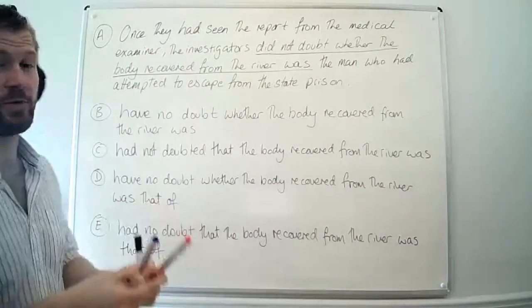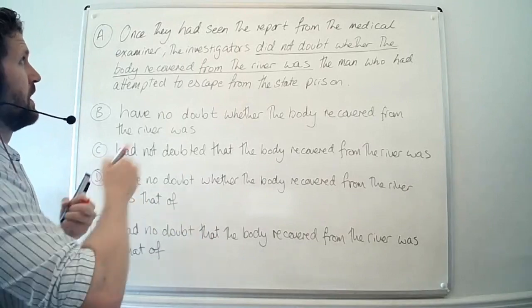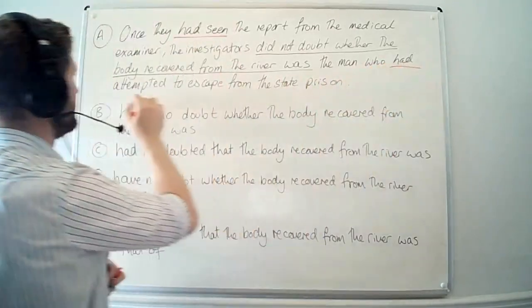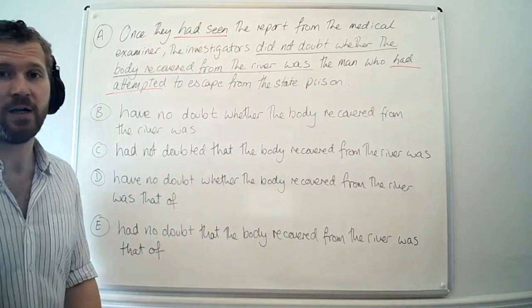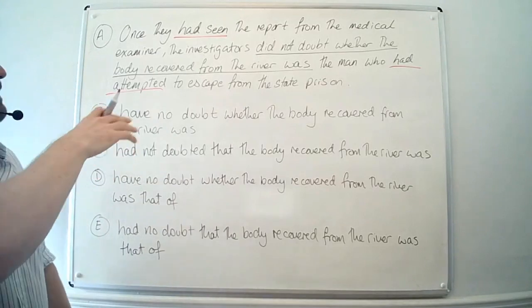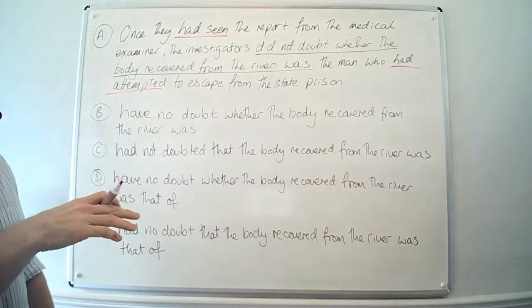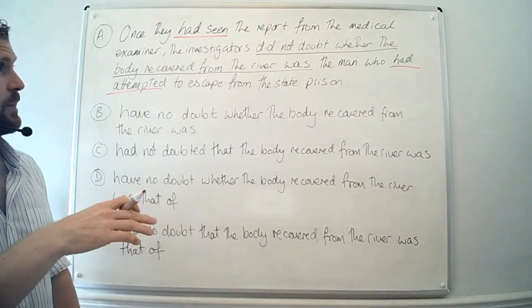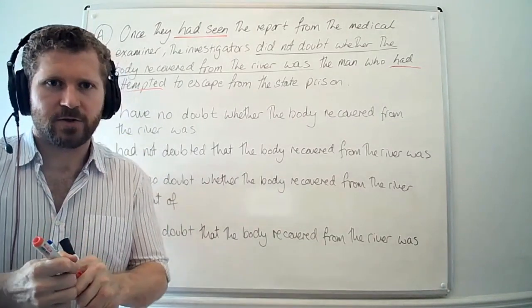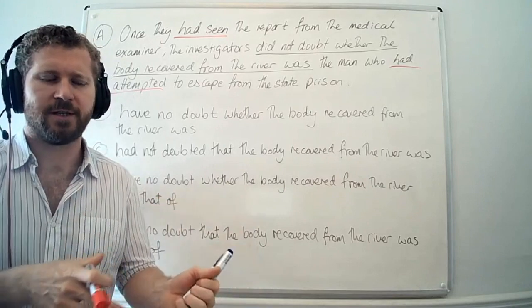So I'm going to spend a bit of time looking at the original problem. As I said before, I'm hoping that these sorts of things are beginning to jump off the screen at you. We've got the past perfect in this one too. So we've got the people, they had seen the report from the medical examiner, and the man who had attempted to escape from the state prison. And so we've got two verbs in the past perfect here.